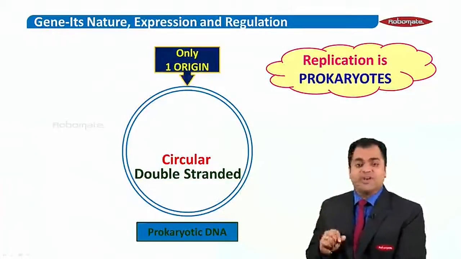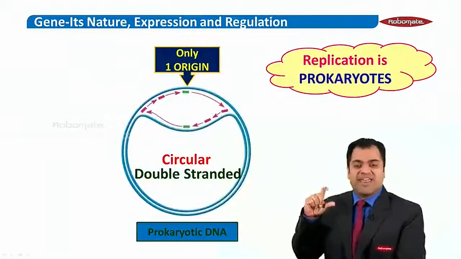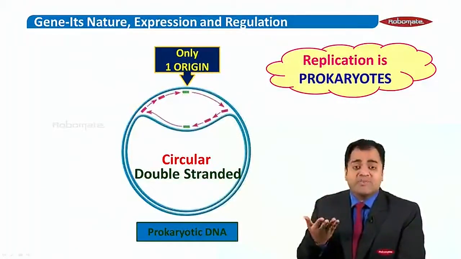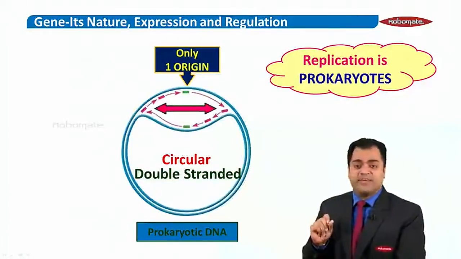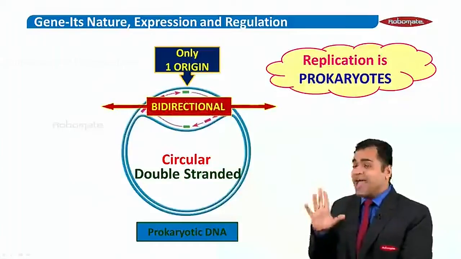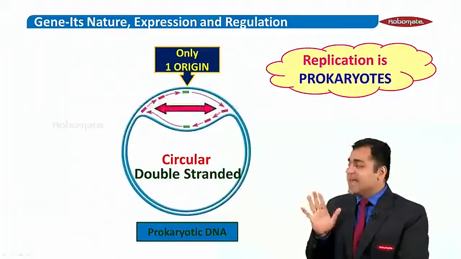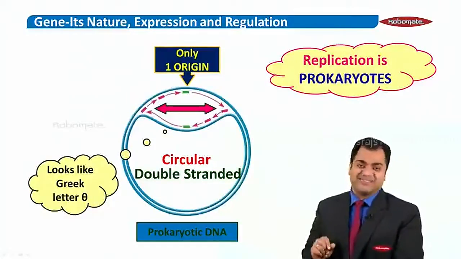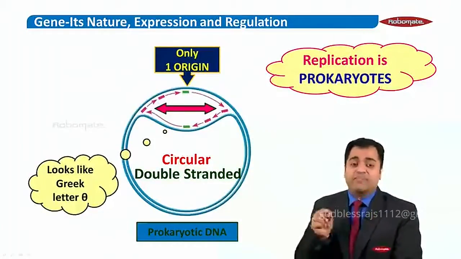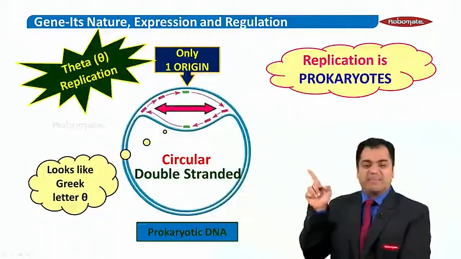And what will happen at the origin? You guessed it right. At the origin, the two strands will separate. Okay? And the replication process will proceed in both the directions. You can see in the picture here. And this type is called bidirectional replication. Is that okay? Fine. Now look at this structure. In the beginning, this structure actually resembles the Greek letter theta. Is that okay? And that's why in prokaryotes, replication is also called theta replication.